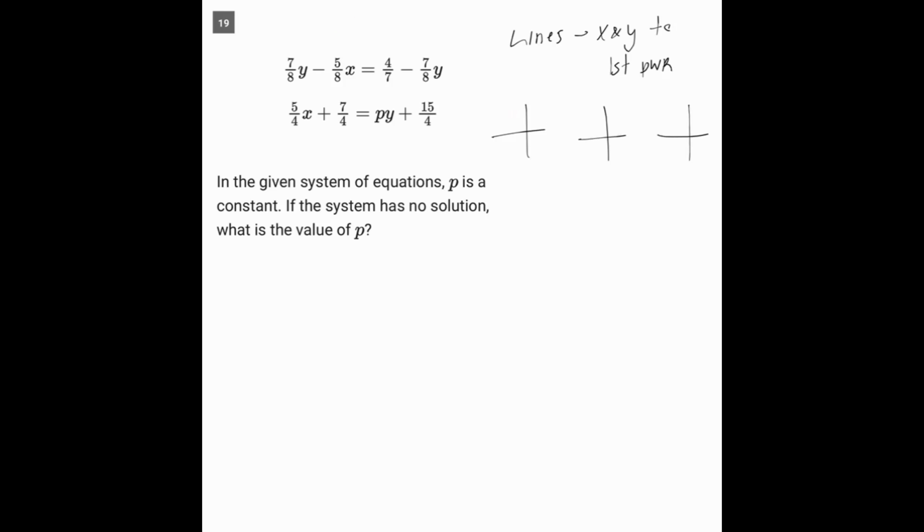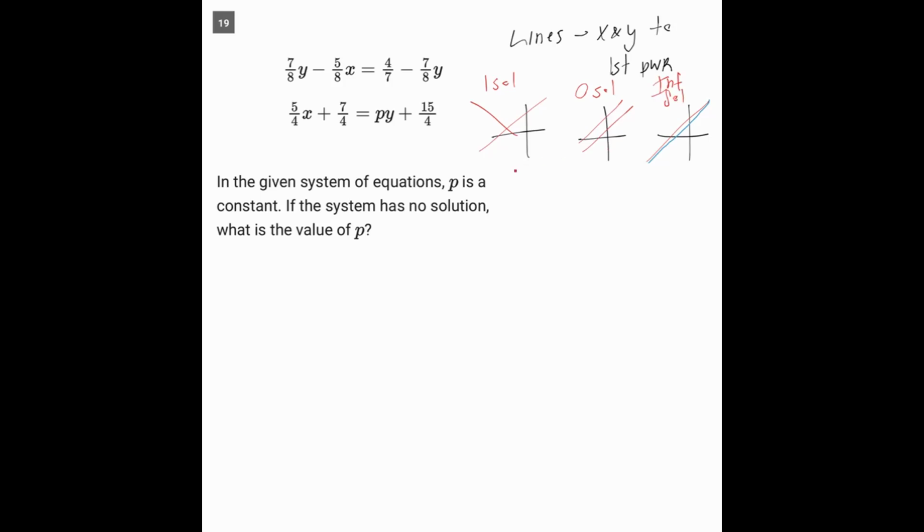Now, when you have two lines, there are three ways they can interact. They can hit once, one solution. They can hit never, no solutions. Or they can hit all the time if it turns out they have the same address, the same slope and y-intercept. And that's the idea of infinite solutions.